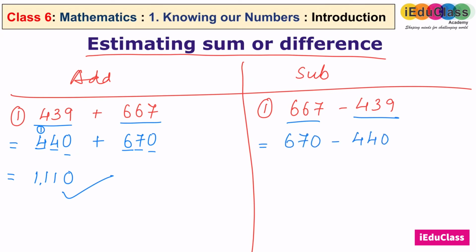And 440. 0 minus 0, 0. 7 minus 4, 3. 6 minus 4, 2. 230. Is it okay? Next.